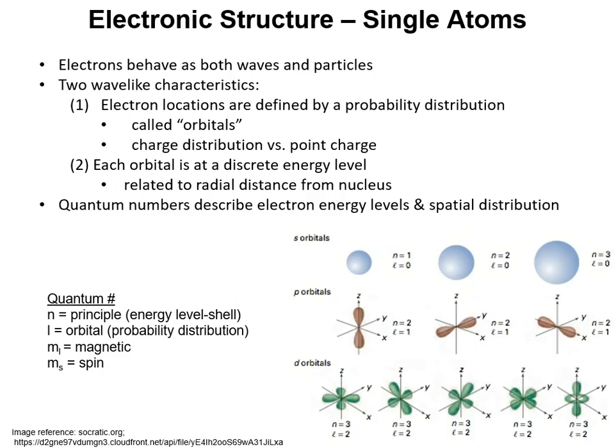And there are 2 wave-like characteristics that are really important to us. First is that electron locations are defined not by discrete points, but by a probability distribution. So if you look down to the lower left, under s orbitals, they're shaped like a sphere. So that means there is an equal probability that you will encounter the charge equal to 1 electron in a distribution that's shaped like a sphere at a certain distance from the nucleus. P orbitals are dumbbells.